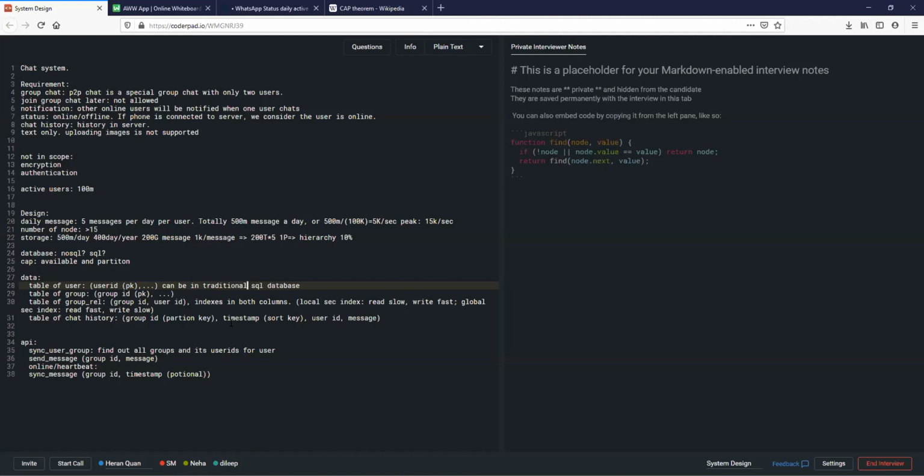I think when you decide your partition key, I don't see there is any issue with SQL as well. The benefit of the partition key is that some NoSQL databases, like DynamoDB or Cassandra, provide this partitioning out of the box. You don't need to do anything special.